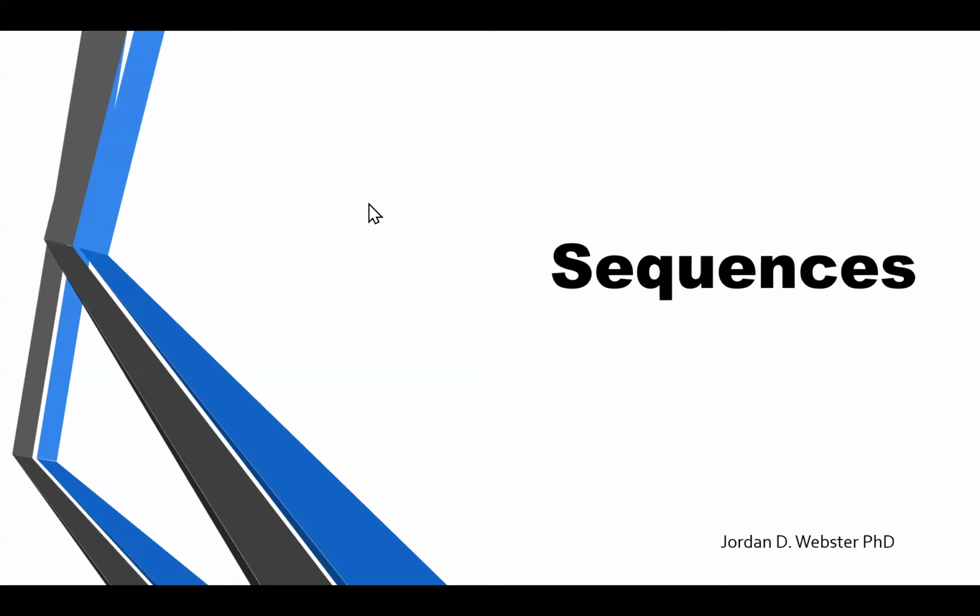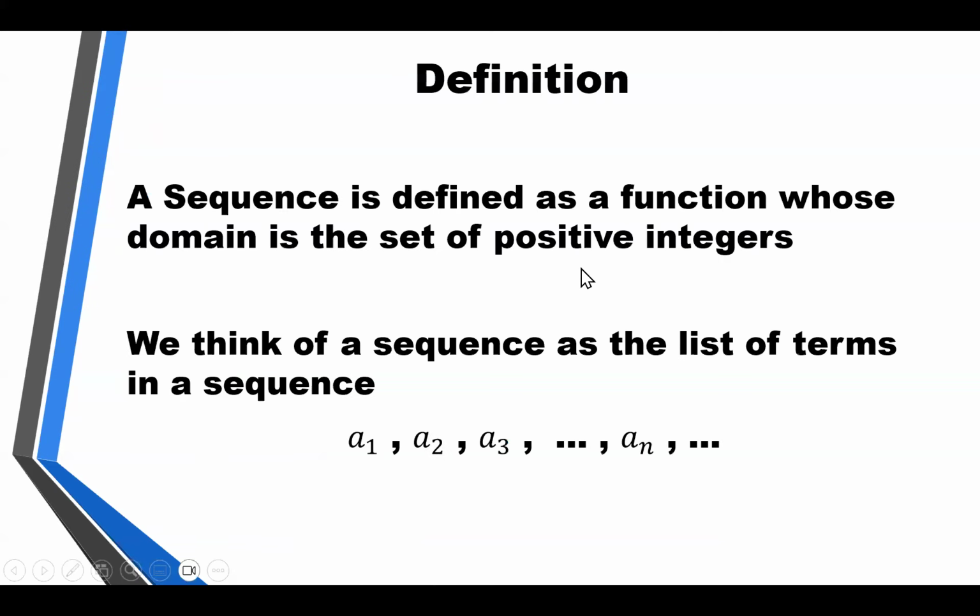In this section, we're going to take a look at sequences, and we're going to do some calculations with sequences. Now, a sequence is defined as being a function whose domain is the set of positive integers, meaning you're just plugging in 1, 2, 3, 4, 5, so on and so forth. And then you can do that forever, but you're only plugging in positive integers.